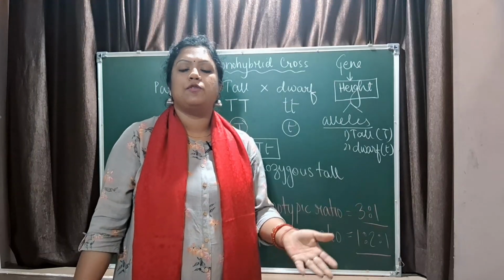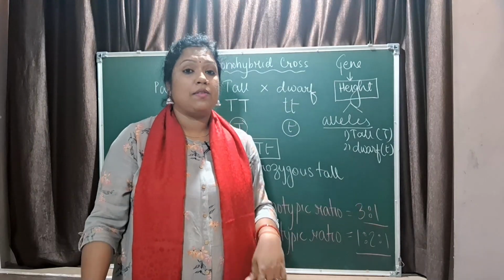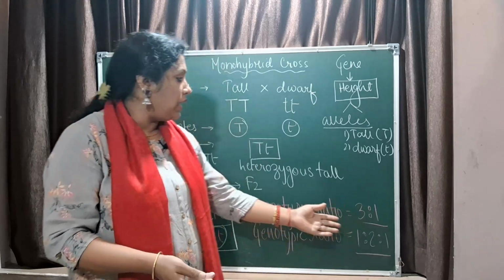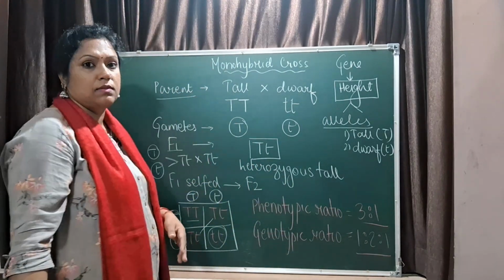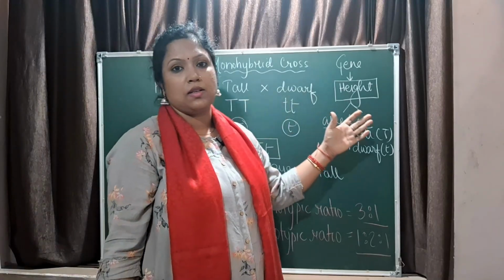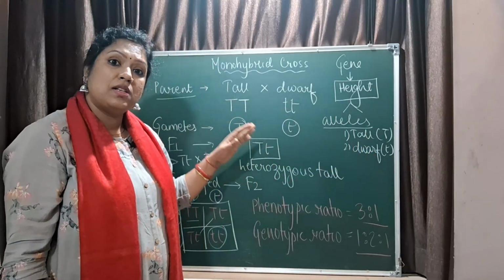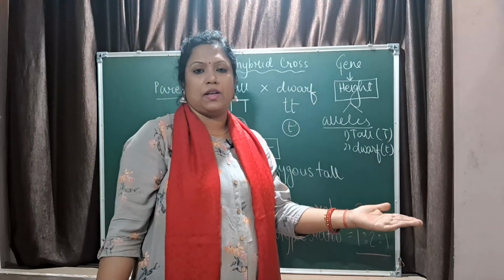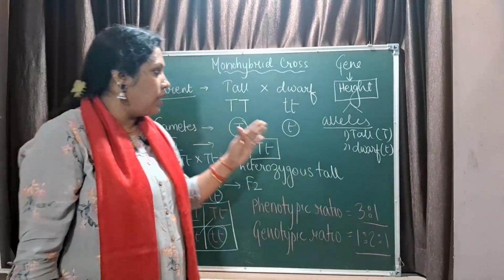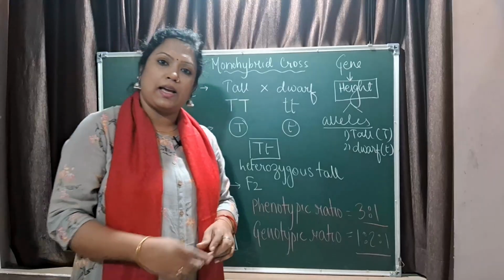150:50 is 3:1. So I have given you the phenotypic ratio. You can easily go back and calculate the F1, or you can calculate the parents. Parents are generally homozygous tall. If they have not mentioned F1 and F2 in the question, then the parents will be just the parents of that cross. Is that clear? Let us move to the next cross, that is dihybrid cross.